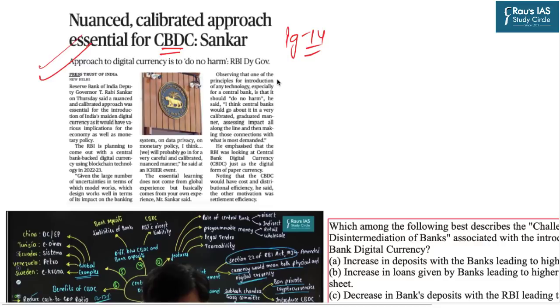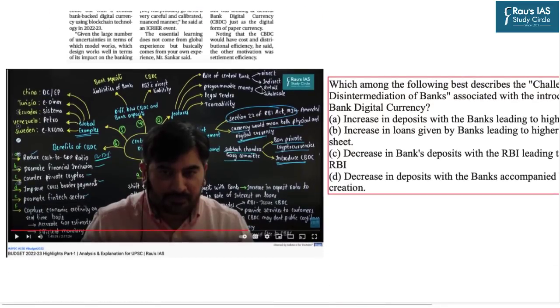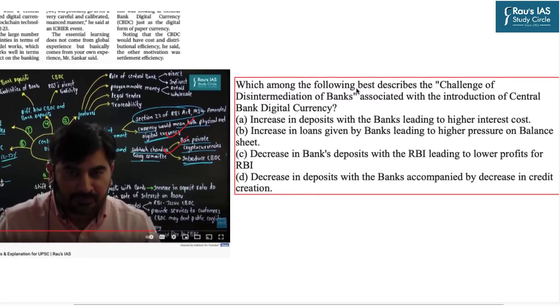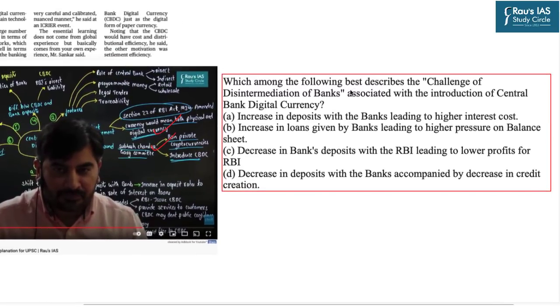Moreover, this topic was covered in detail by Basava sir in his budget session 2022-23, and on the basis of this very discussion you are required to attempt this particular question and answer it in the comment section below. The question says: which among the following best describes the challenge of disintermediation of banks associated with the introduction of central bank digital currency?